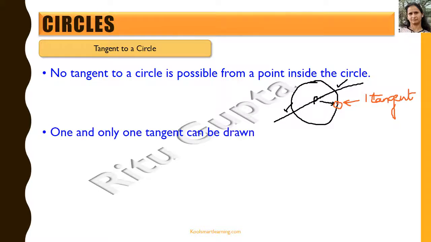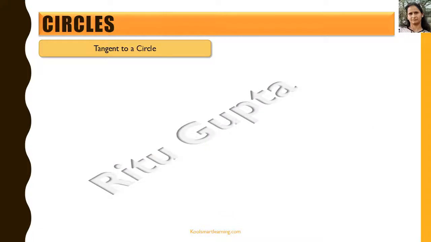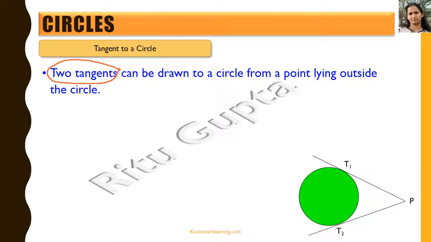And now coming to, again mentioning the same thing, only one tangent can be drawn passing through a point lying on the circle. But if we have a point lying outside the circle, we can get two tangents drawn to that circle. How? Let's see this. So we have this circle and we have this point P which is lying outside the circle. So from this point P we can draw two tangents. One is PT2 and the other is PT1.